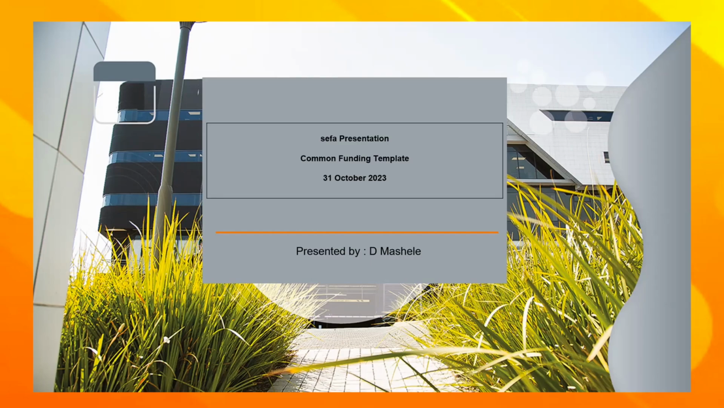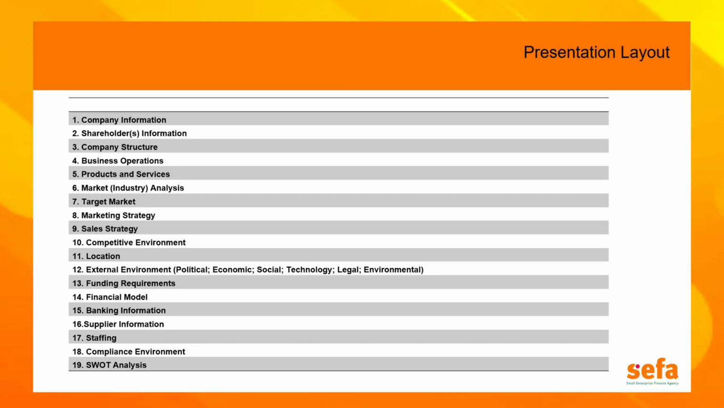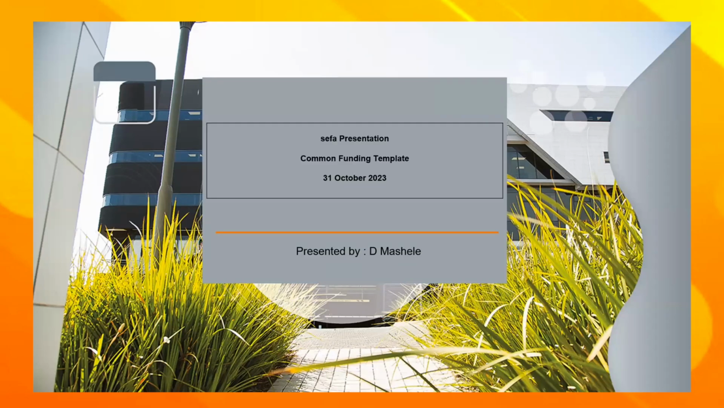It's a document that we developed a while back. Some of you colleagues are probably familiar with it, but what we would like to achieve is to ensure that we increase the success rate of those businesses that apply for funding, not only at SEFA, by the way, because when we put this common funding template together, we consulted with all the DFIs, IDC, NEF, NYDA, and also with certain banks, SEDA and SEFA. The whole idea is to emphasize increasing the success rate when you submit applications to lenders.